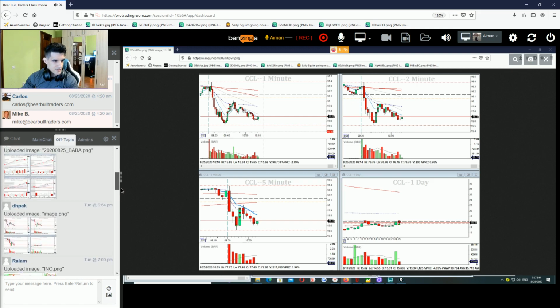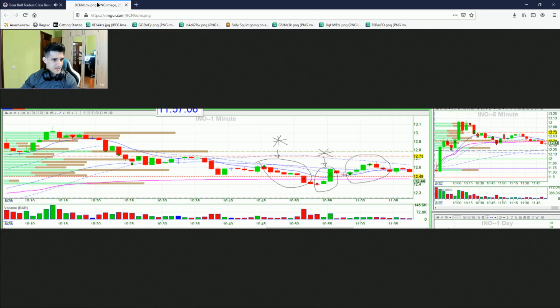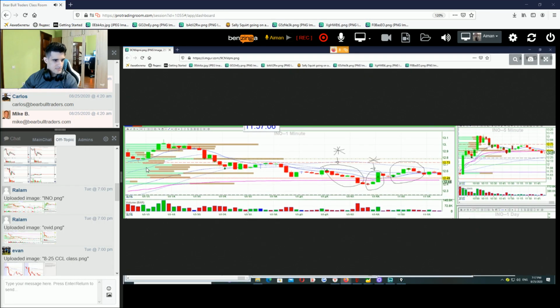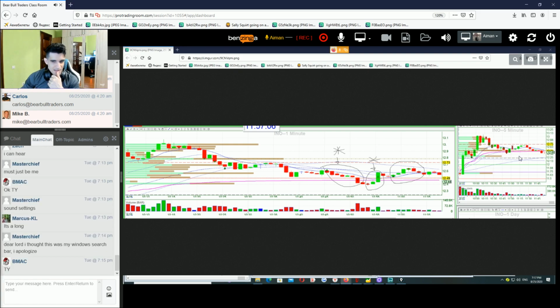Now let's go to the next trade. Ralam traded INO. So Ralam traded INO, and on INO he tried it twice for a parabolic reversal. Now look at this. This is good. This is a really big candle, and this is the second candle. 2 candles getting so extended.